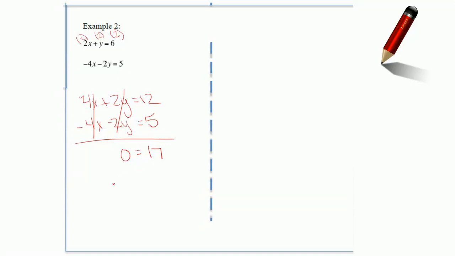0 doesn't equal 17, so this is no solution. Because 0 does not equal 17. So if all of your variables cancel out, if you're left with something that doesn't work, 2 equals 5, 0 equals 3, 3 equals 5, something like that, there is no solution to the particular problem that you're working with.